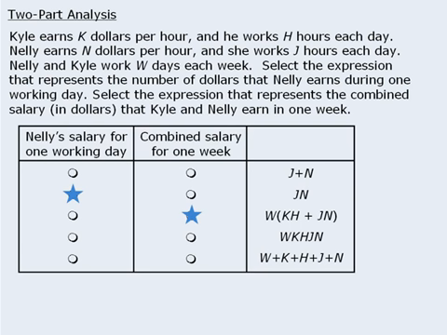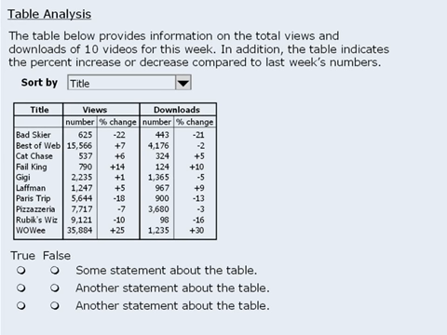Okay, the next question type to discuss is the table analysis question. Here you'll be given information in the form of a table. An interesting feature of this table is that the information can be sorted by each column. Now the sorting is indicated here. By default, the first sorting is the one where the table is sorted by the leftmost column. So as you can see, the title column here is arranged in alphabetical order.